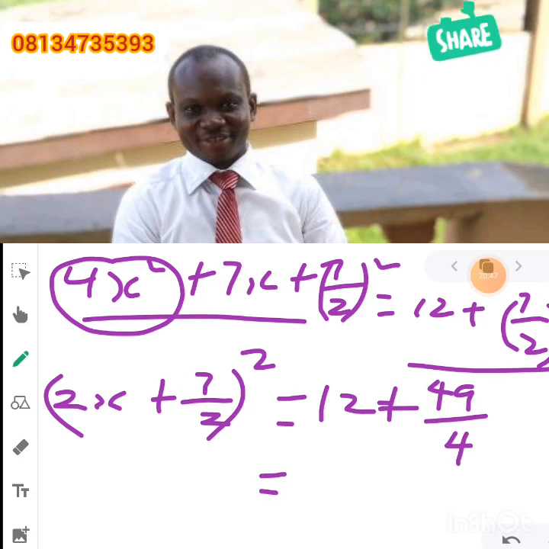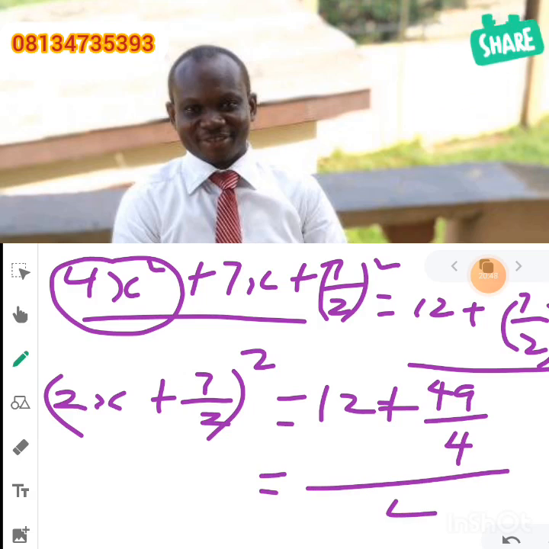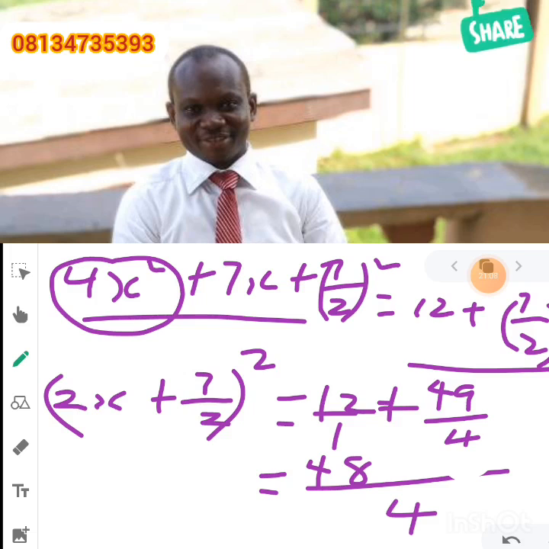Then we simplify further by saying the LCM is 4. Let me clear this quickly. You can write it easily here. 7 squared over 4. Now 4 times 12, this over 1, right? So 1 in 4 will give us 4. 4 times 12 is 48. 48 plus 49.